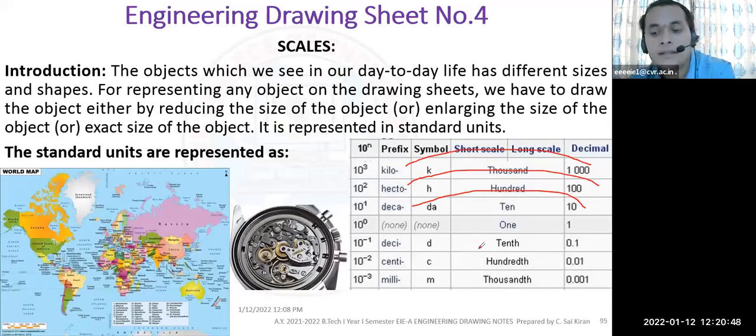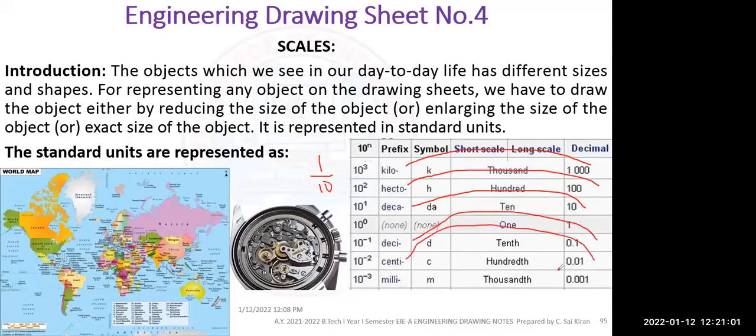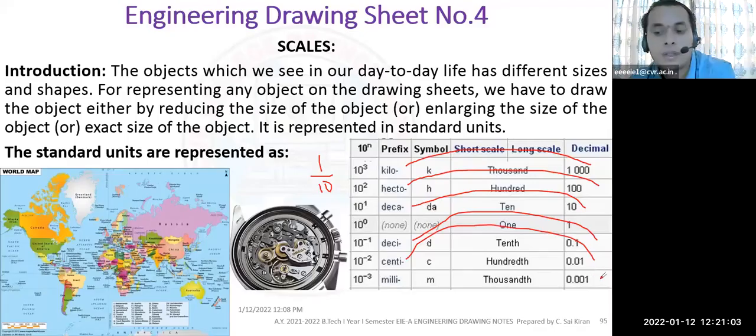Similarly, if I want to make 1 by 10th, it is called deci. 0.1 is deci, and 0.01 is centi, 0.001 is milli, which is nothing but 1 by 1000.